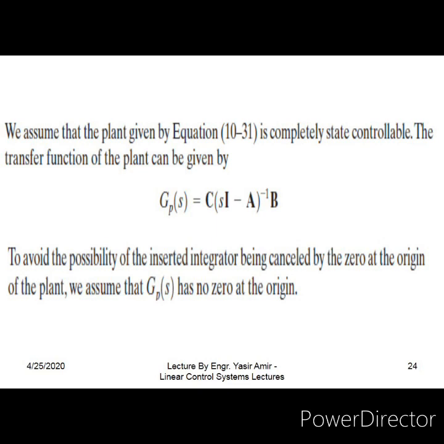And to avoid the possibility of the inserted integrator being cancelled by a zero at the origin of the plant, we assume that Gp has no zero at the origin. One assumption is controllability, the second assumption is that the plant has no zero at the origin. There is no s in the numerator of the plant. Because if that is the case, then that zero at the origin will cancel out the integrator that we have inserted. If there is an s in the numerator of the transfer function and an s in the denominator as well, they both get cancelled. So these are two basic assumptions. On the basis of that we will proceed forward.